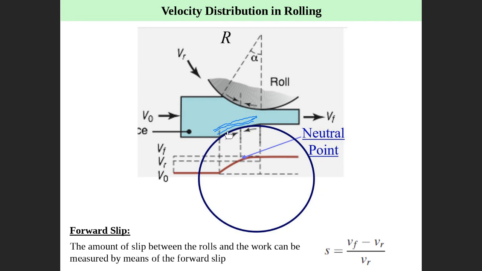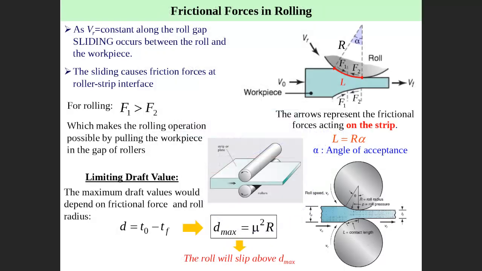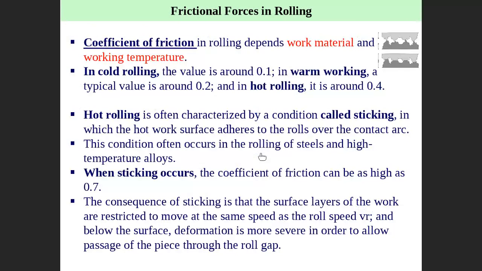Then slipping happens on the workpiece layers, damaging the surface and leading to cracks below the surface. So very high friction is also not good. When sticking happens in hot working, the coefficient of friction increases to 0.7. The consequence of sticking is that the surface layer of the workpiece is restricted to move at the same speed as the roller speed, VR. This is not possible because there are different speeds. Below the surface, deformation is more severe. Slipping on the material layers happens in order to allow the piece to pass through the roll gap. This leads to severe damage below the surface of the workpiece.